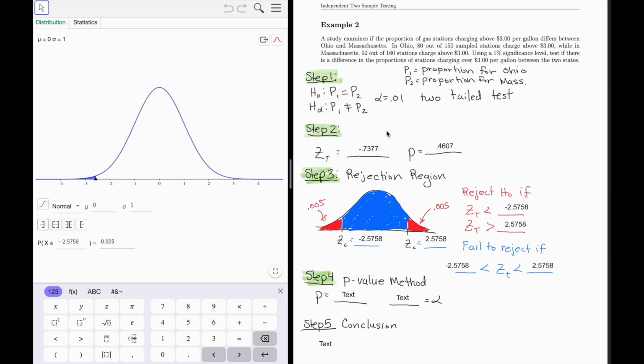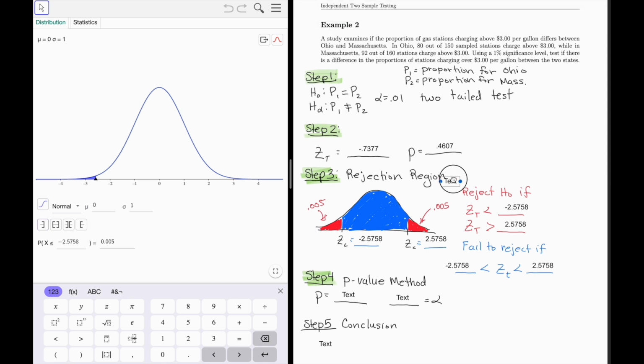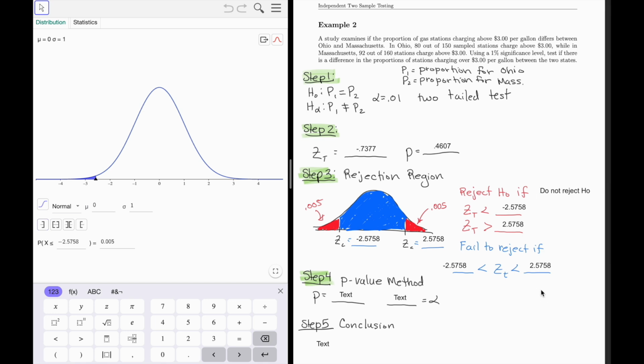All right, now looking at our test statistic, we want to see where that falls. Negative 0.7377 falls between the two critical values. So we're going to say fail to reject or do not reject, however you want to say it. So our decision based on step 3 is do not reject the null hypothesis.